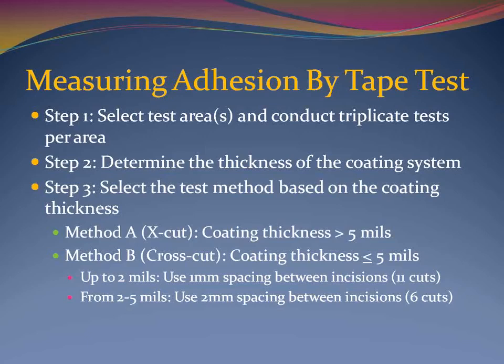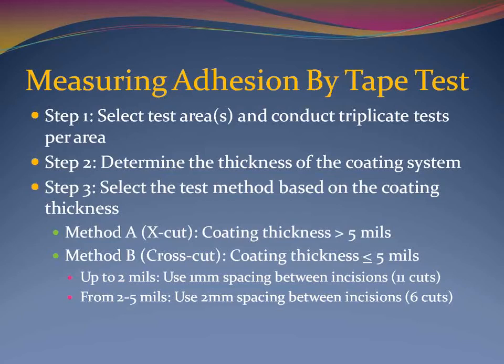Before you test the adhesion of the coating system using this procedure, you will need to determine how thick the coating system is. This will enable you to select a testing method. Method A is called an X-cut and is used to test the adhesion of a coating system that is greater than 5 mils thick. Method B is called a cross-cut and is used to test a coating system that is less than or equal to 5 mils thick.